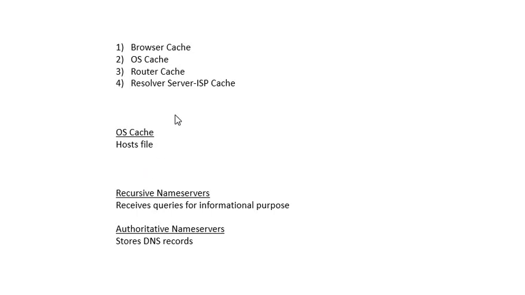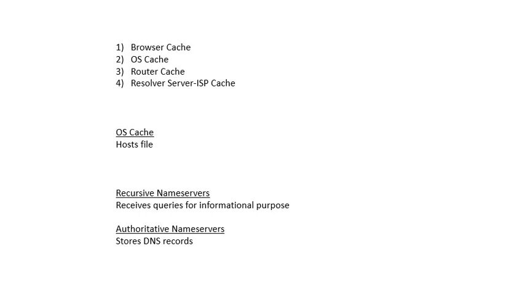So basically, after the OS cache, it goes to the router cache. The router cache is provided by your ISP, internet service provider, and if it is not resolved by the router cache or OS cache, then it goes to the resolver server. The resolver server is nothing but an internet service provider. So the query is sent to the ISP, where the DNS query runs in the ISP cache.